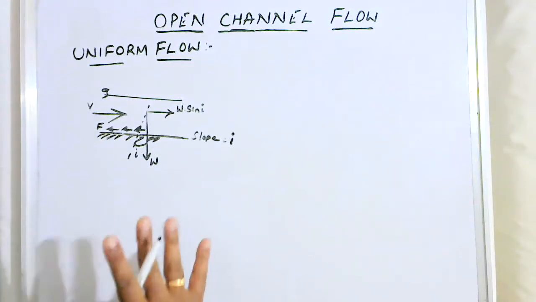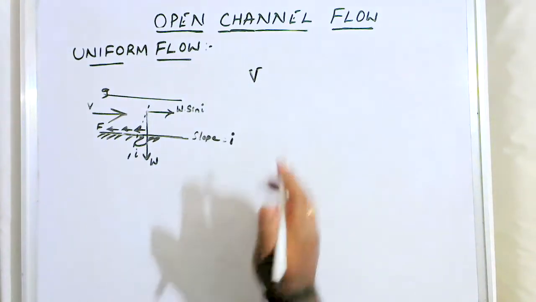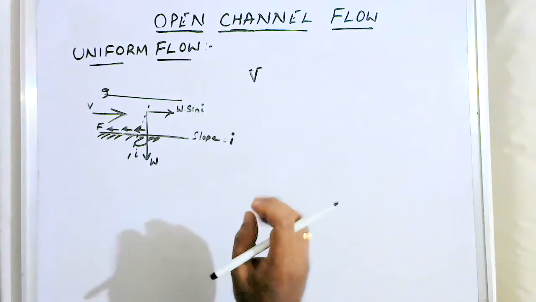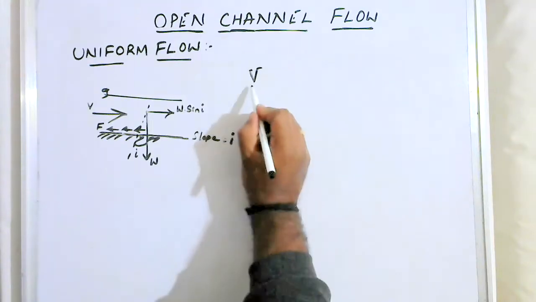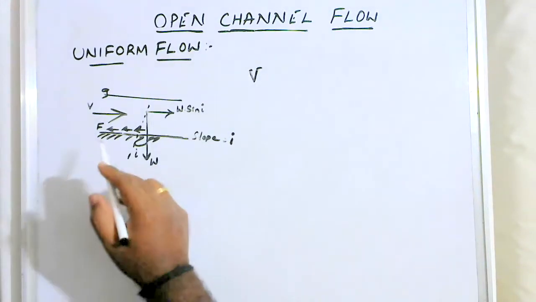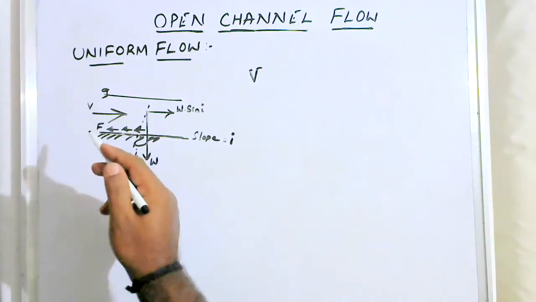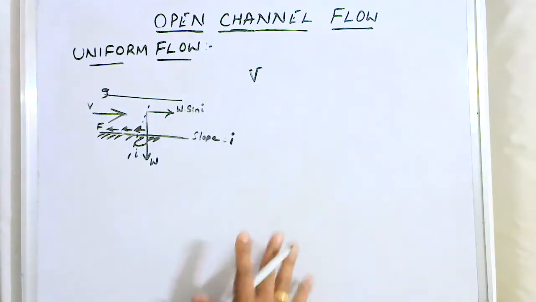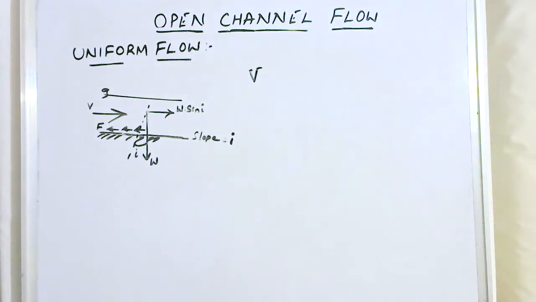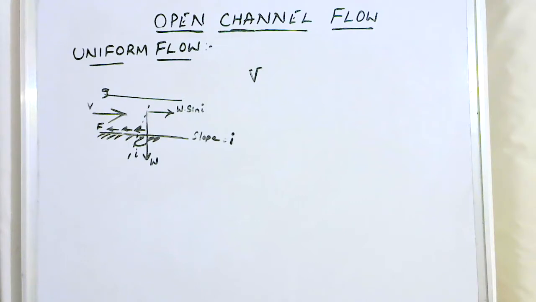In order to find the velocity of flow V, a number of formulas have been developed. Among them, the most important are the Chezy formula and the Manning's formula. This resistance is dependent upon the velocity of flow only, so to find the magnitude of the resistance we need the magnitude of the velocity of flow. These two formulas are the most commonly used: one is the Chezy formula, another one is the Manning formula. Now we'll see how this Chezy formula is derived and what is the equation for the velocity of flow.